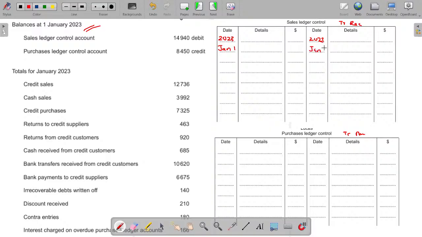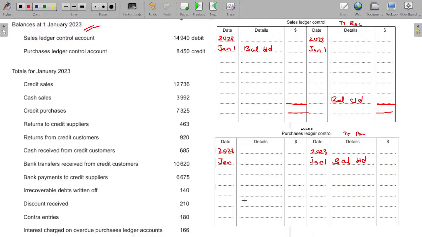Jan 1st, here also 2023, Jan 1st. As it is trade receivables, the opening balance should be on the debit side. Balance brought down, here balance carried on. It is trade payables, so the balance brought down should be on the credit side, and balance carried on here.